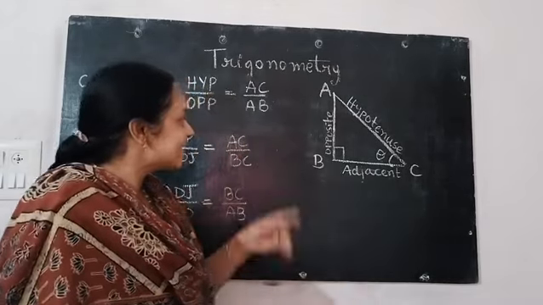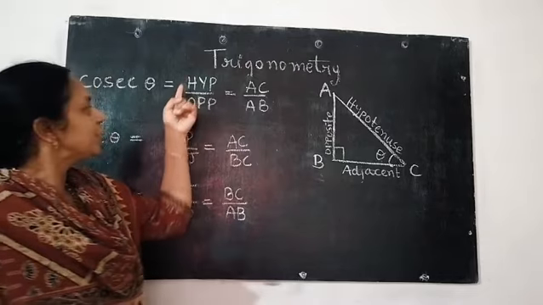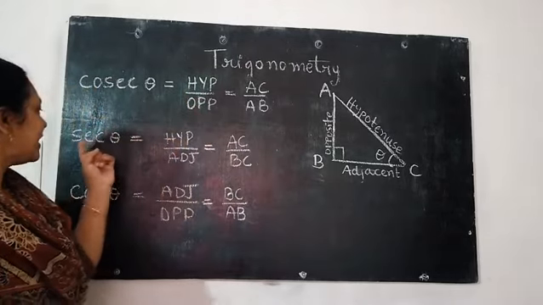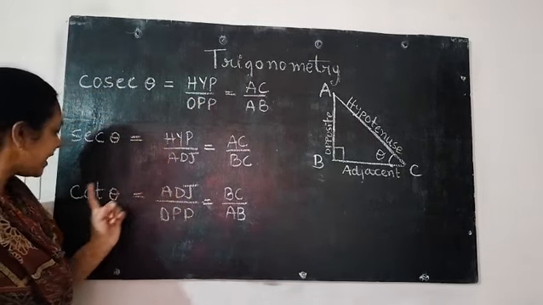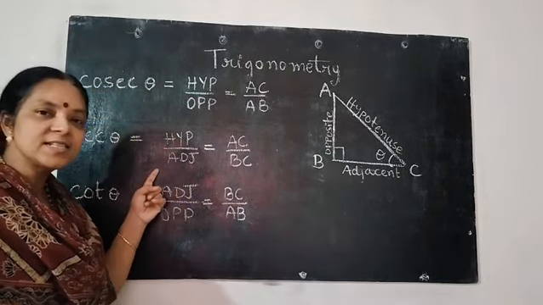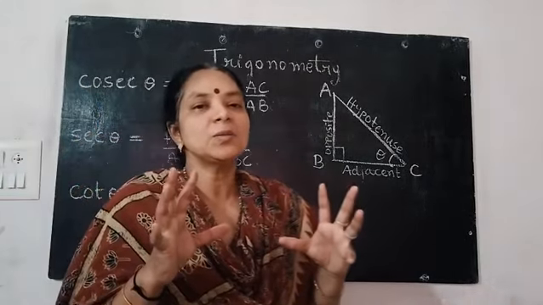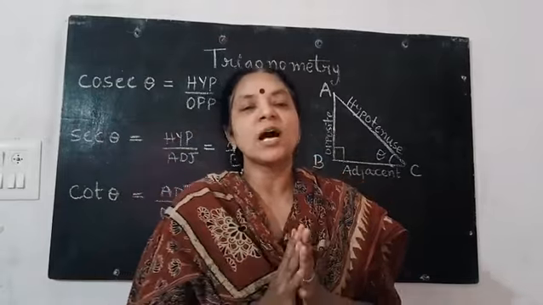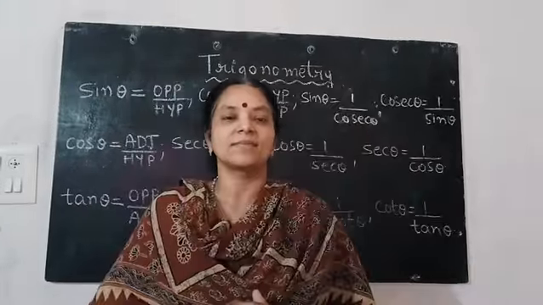The next 3 ratios are cosecant theta, which is hypotenuse by opposite, secant theta, which is hypotenuse by adjacent, and cot theta, which is adjacent by opposite. So we understood how the 6 ratios are formed and all the names of the 6 ratios.